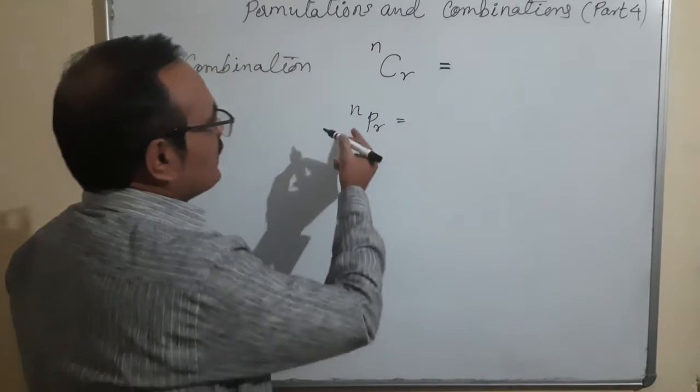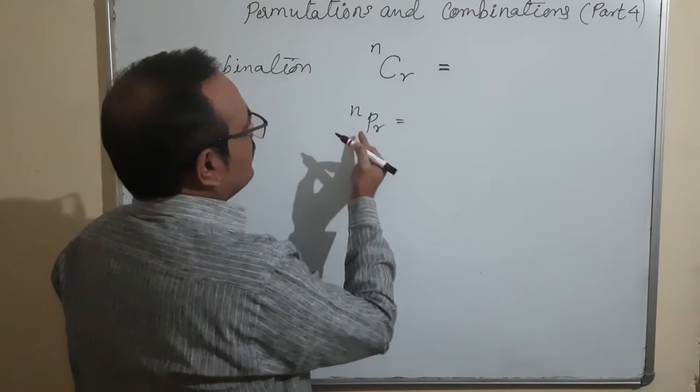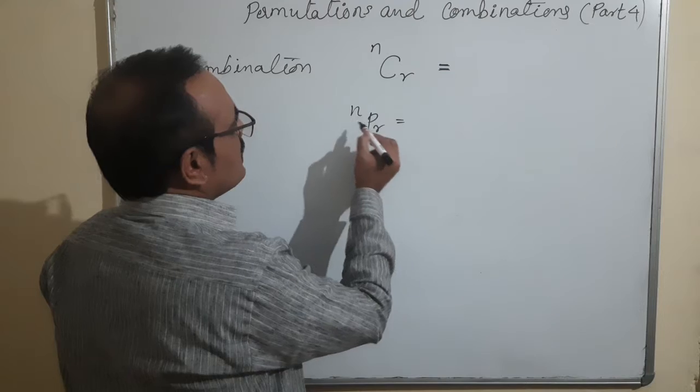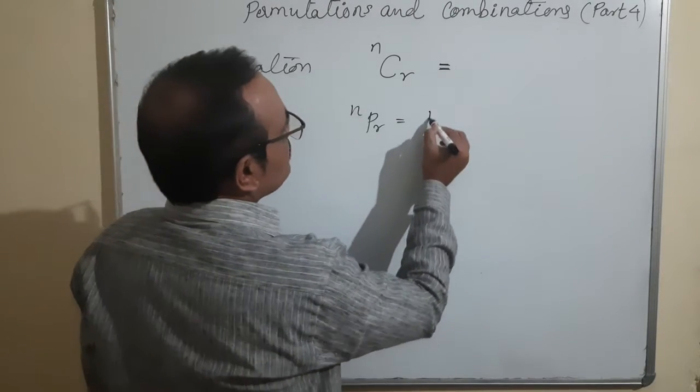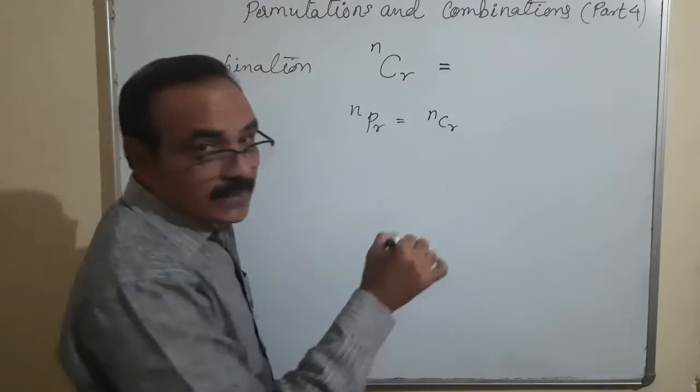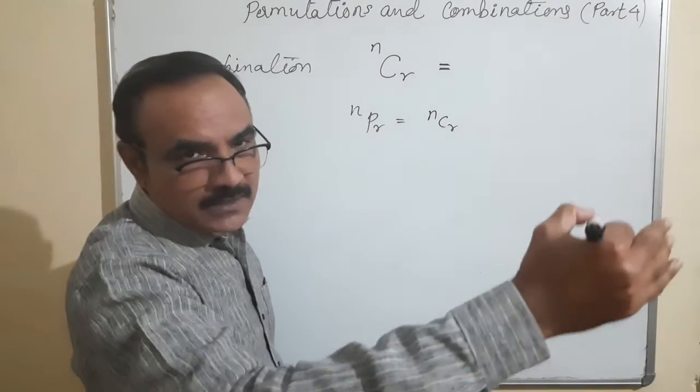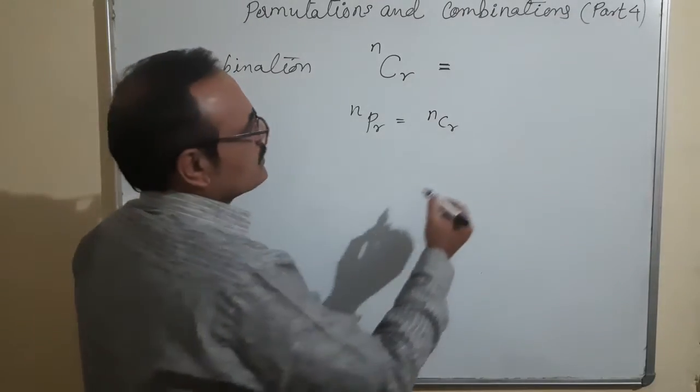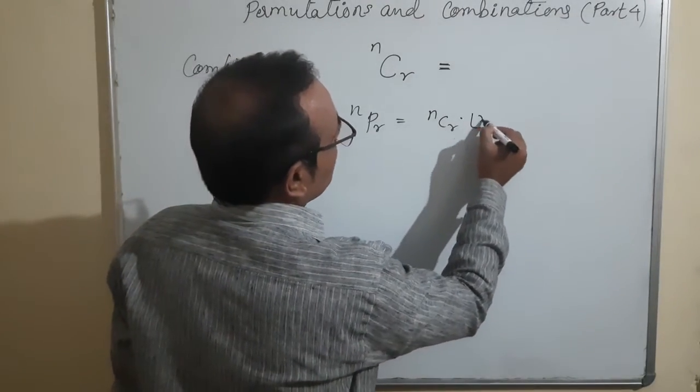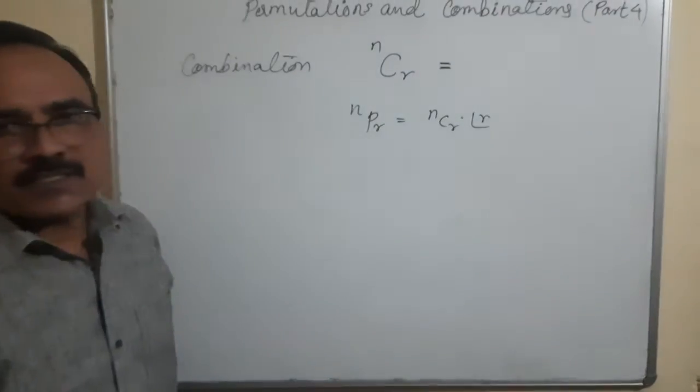So that way we can write nPr is equal to first r objects to be selected from n, so that means nCr, and then rearranged by how many ways? Total number of r ways. So multiplied by factorial r, isn't it? So this is the procedure.